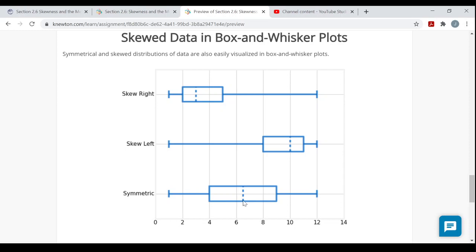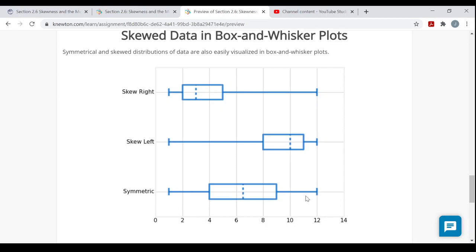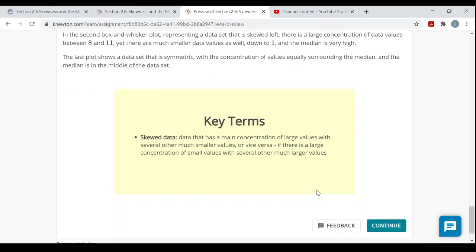And then a perfectly symmetrical one is, if you cut it down the middle, it looks about the same on the left as it does on the right. And if it's perfectly symmetrical, the mean will be equal to the median. If it's close to symmetrical, and we'll see some things later that are close to symmetrical, the left side of the middle and the right side of the middle are about the same. Then the mean should be approximately the same as the median. And again, the definition of skewed data is here.